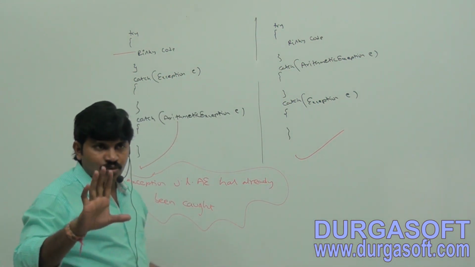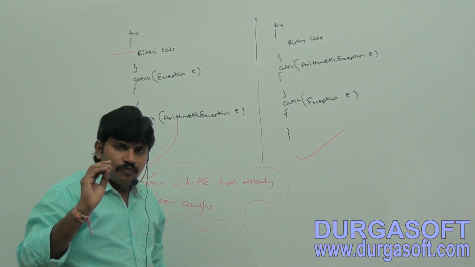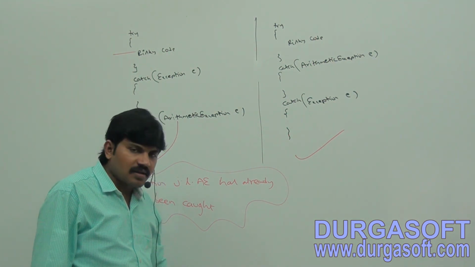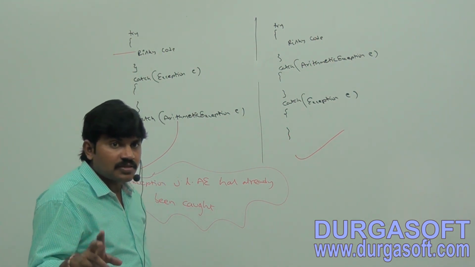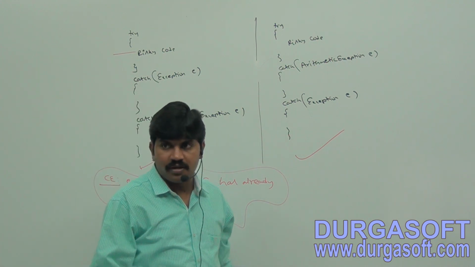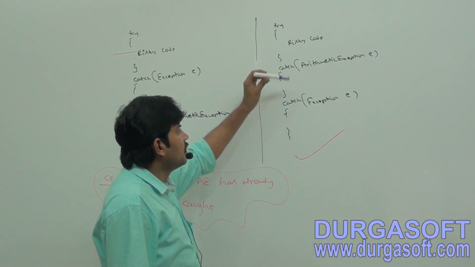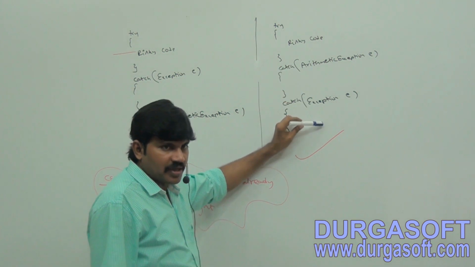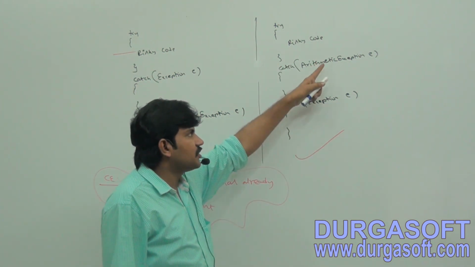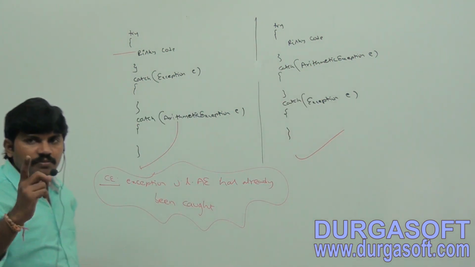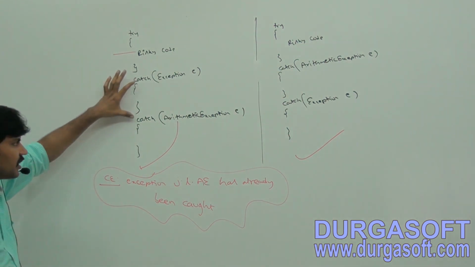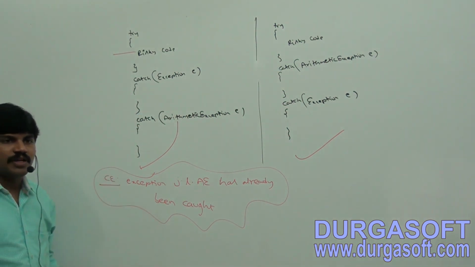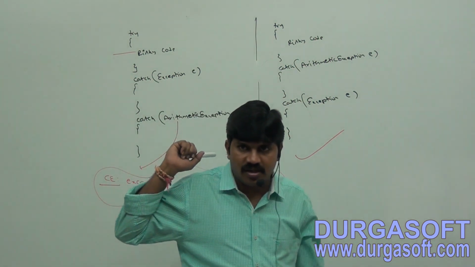Now the conclusion is, if a try with multiple catch blocks is there, the order of catch blocks is very, very important. First we have to take the child and then the parent. By mistake, if you take the parent first and then the child, you are going to get a compile time error by default. Any explanation required about this one?